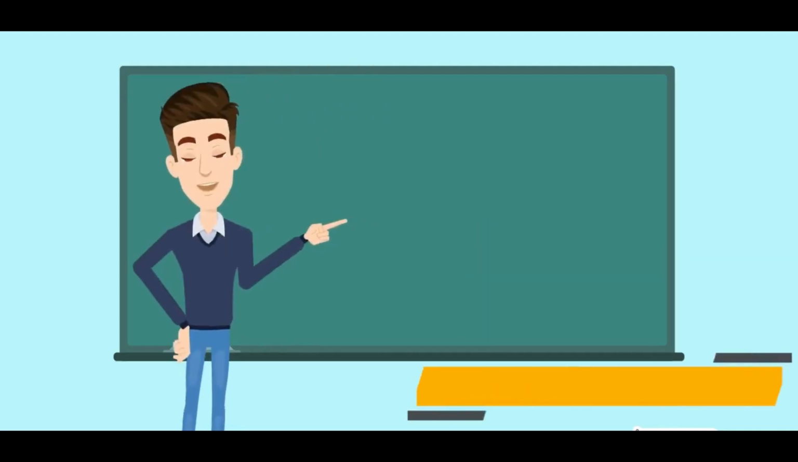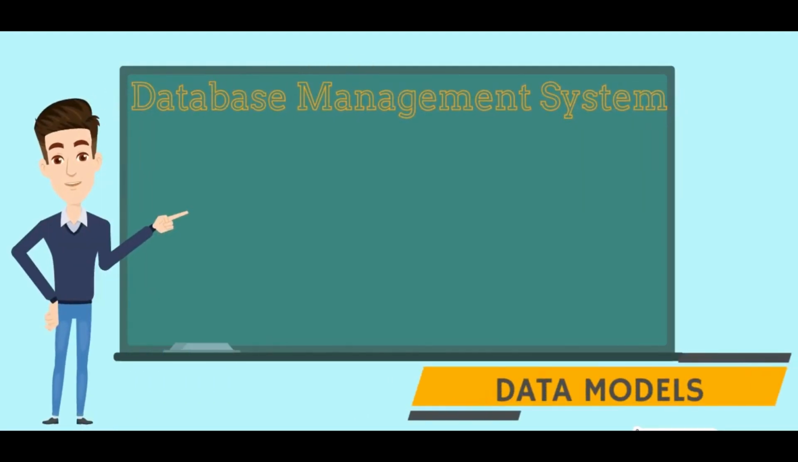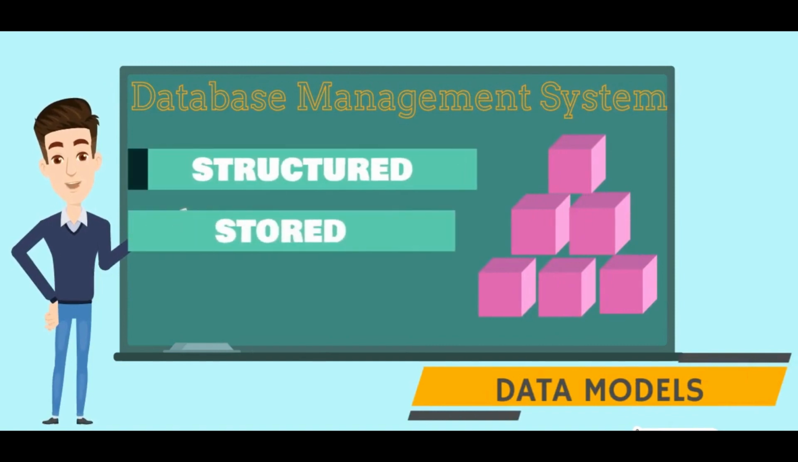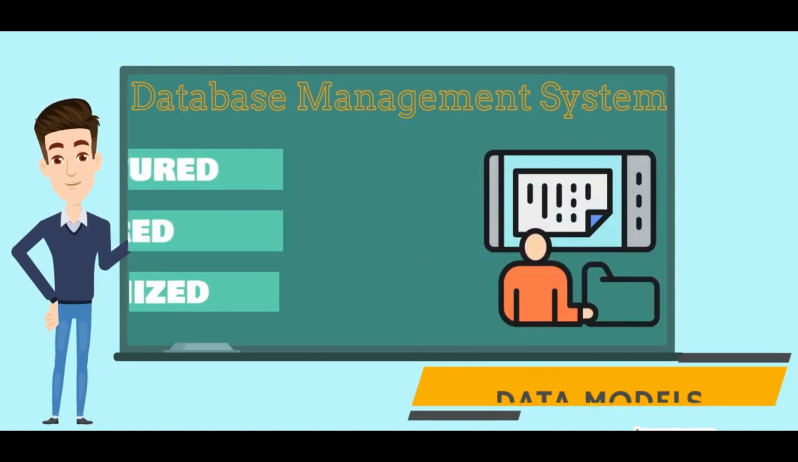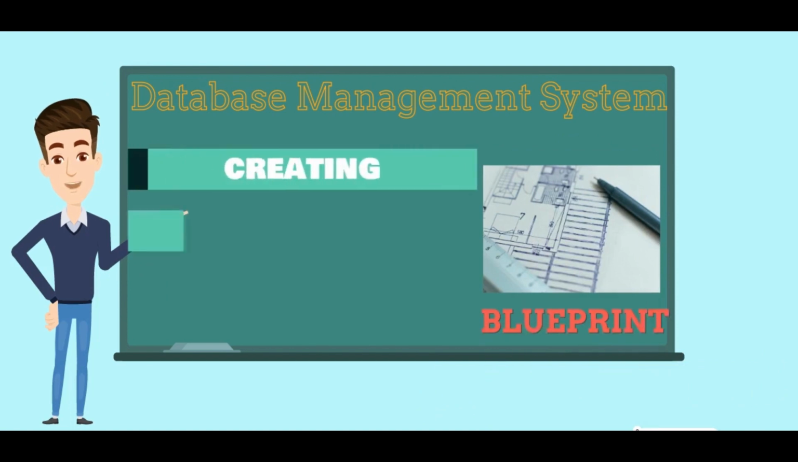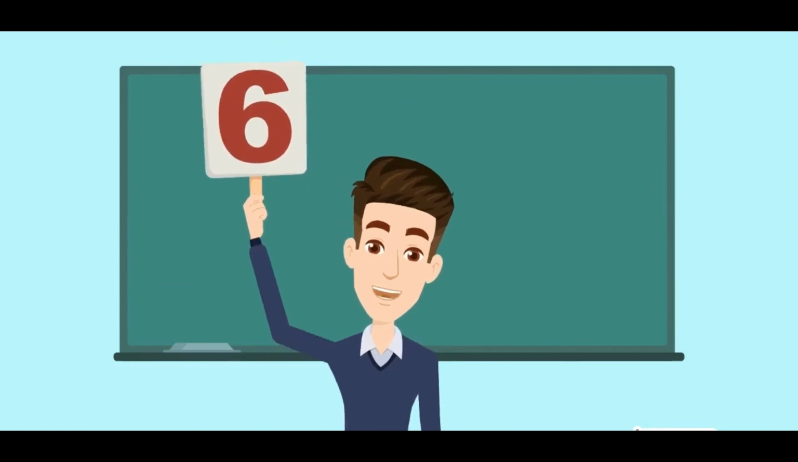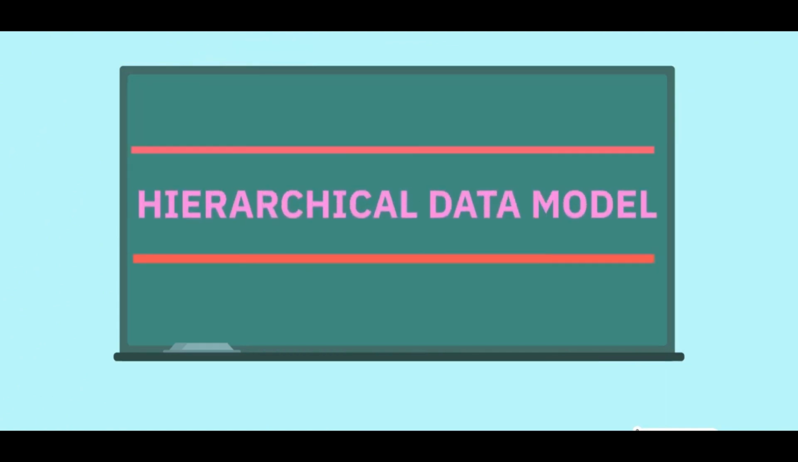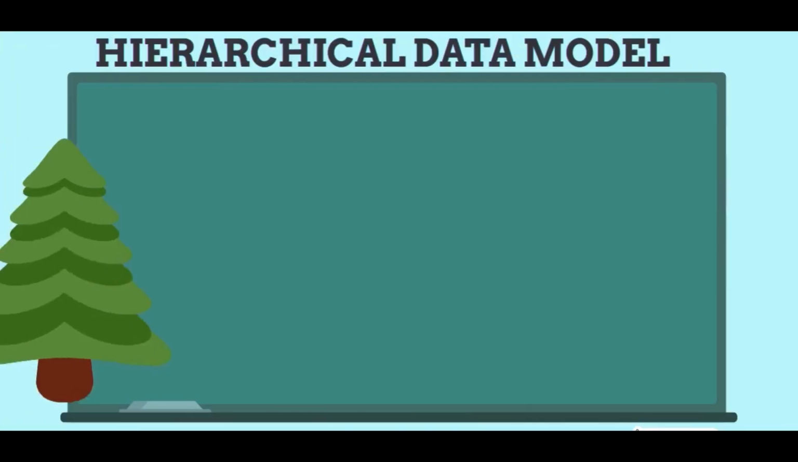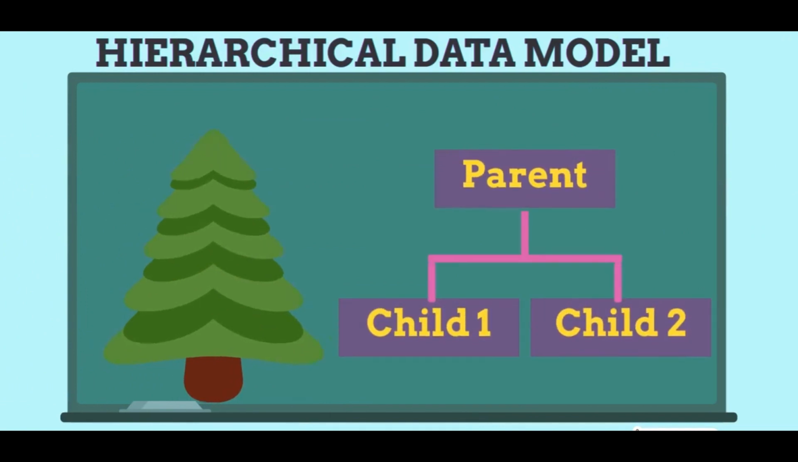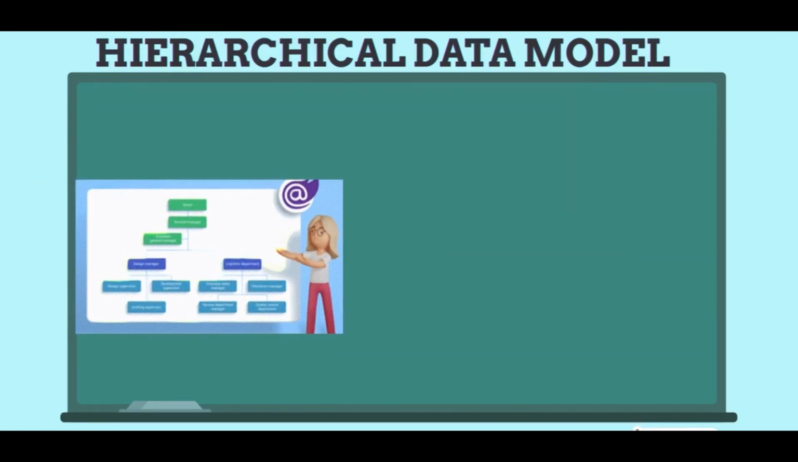So a data model in a database management system is a conceptual representation that defines how data is structured, stored, and organized in a database. It serves as a blueprint for creating, accessing, and managing data within the database. There are 6 main types of data models in DBMS. Hierarchical data model. This model represents data in a tree-like structure with parent-child relationships. It's suitable for hierarchical data like organization charts.